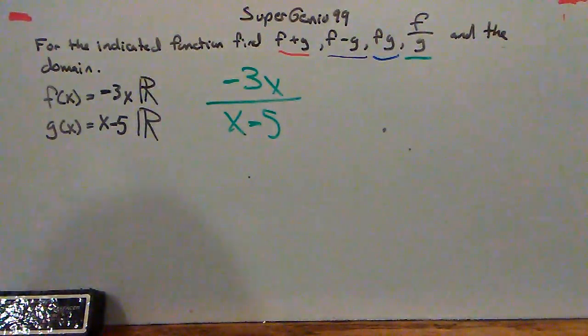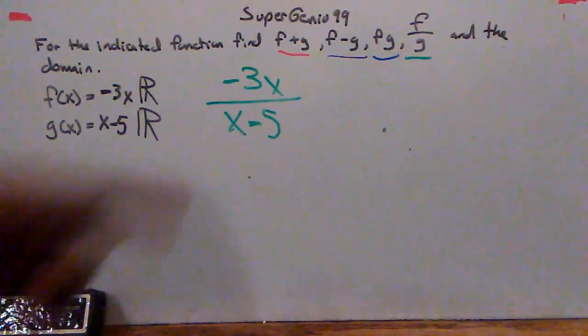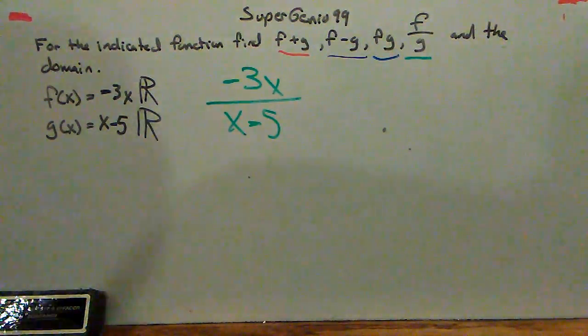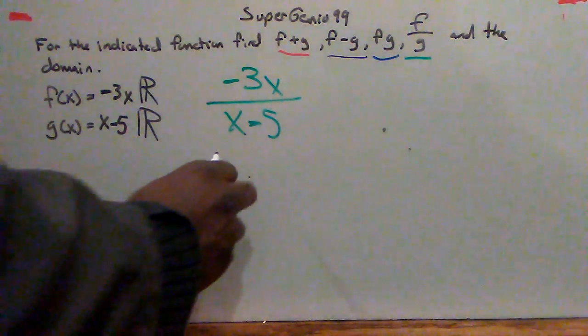Okay, so there's f divided by g, and then just ask yourself, is there anything here that makes this undefined? And the answer is yes, because we have a fraction, and we can have 0 in the denominator, which makes it undefined. So what number would make this 0 in the denominator? Yeah, positive 5. So any number but positive 5.